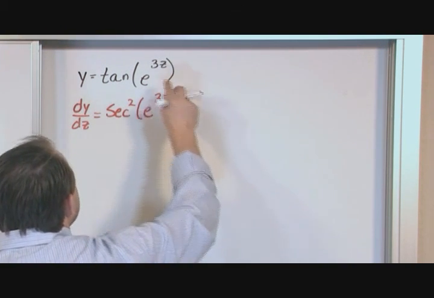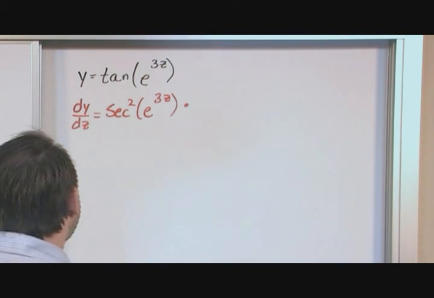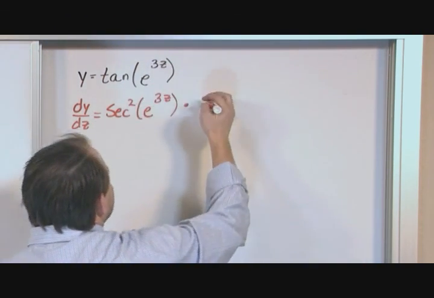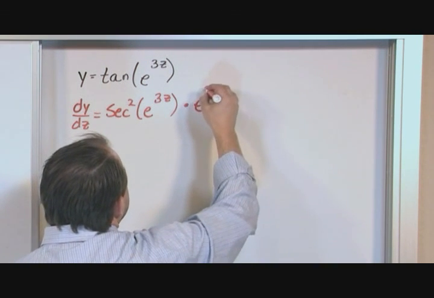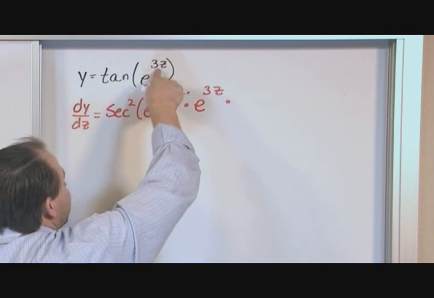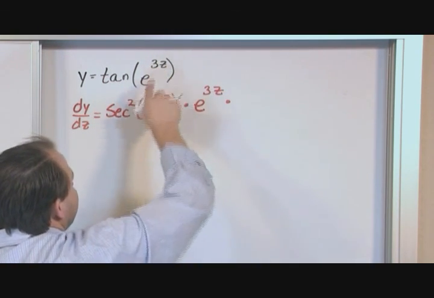We have to multiply by the derivative of the inside. Now on the inside I have e to the 3z. So the bigger picture on the inside is the exponential, so that's indestructible. E to the 3z stands. But I can't stop there. I have to multiply by the derivative of the inside of this inside term, which is the exponent.